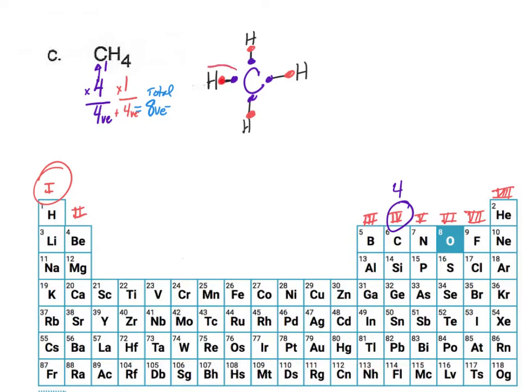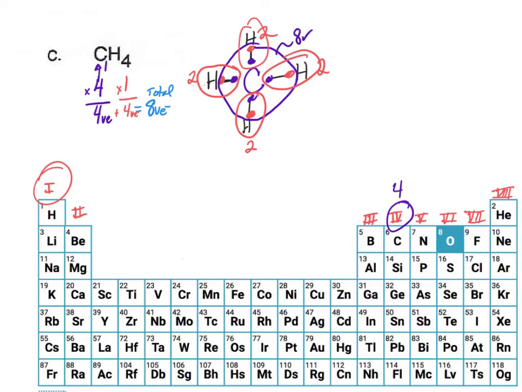So here we see 2 for this hydrogen, 2 for this one, 2 for this one, and 2 for this one. And then we look at the carbon, and it has 1, 2, 3, 4, 5, 6, 7, 8, or 2, 4, 6, 8, depending on how you like to count it. So we've got those 8 electrons around carbon, which makes its octet, and everything is satisfied.